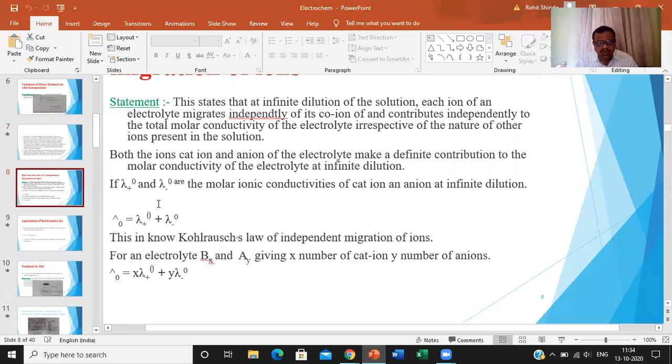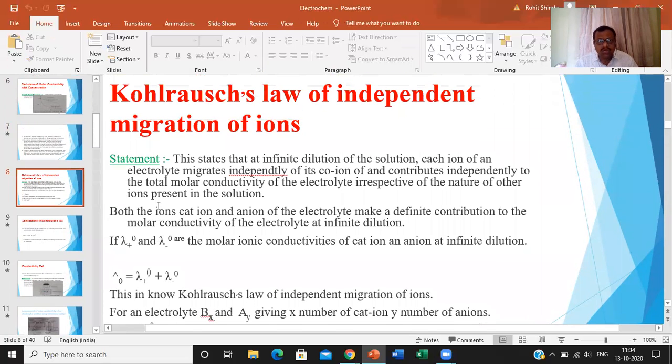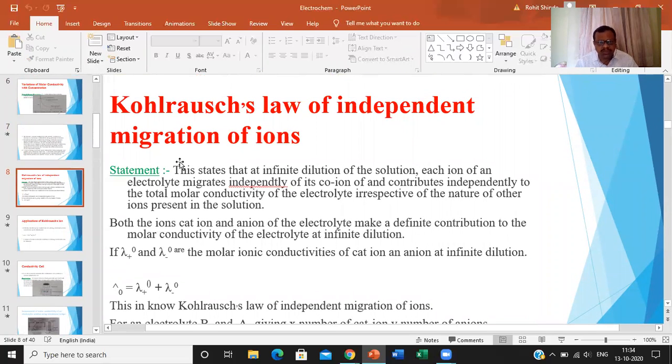So let us go on to the next point, which is called Kohlrausch's law of independent migration. This law is very important in terms of migration of ions. As we all know, at low concentration, the migration is high, and at high concentration, the migration of ions is low. So this migration of ions is governed by a law which is called Kohlrausch's law of independent migration.